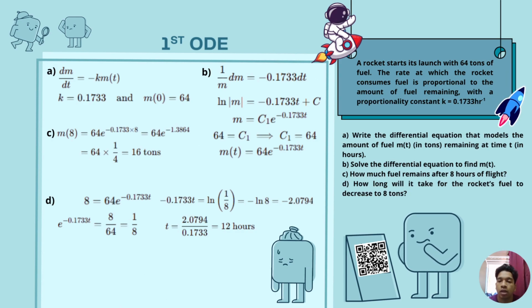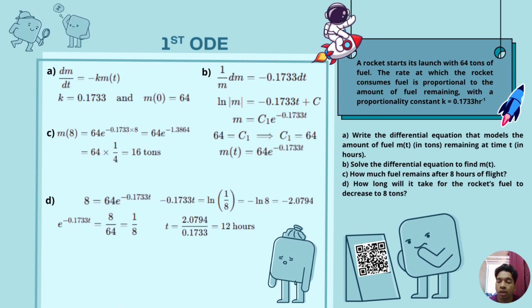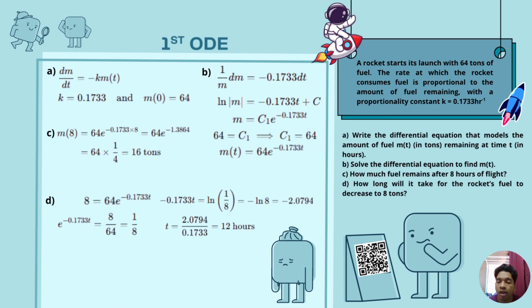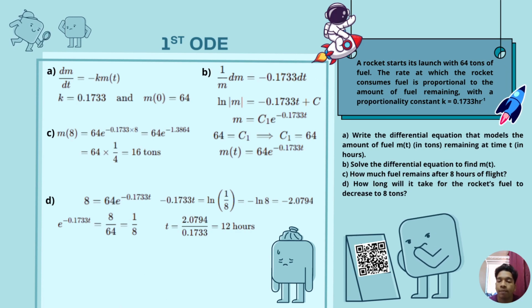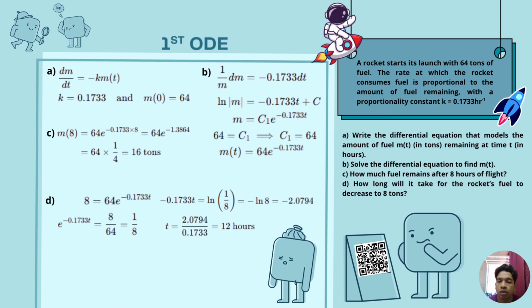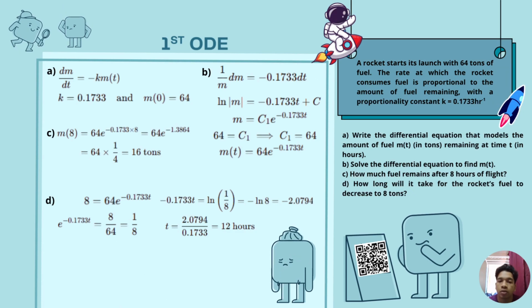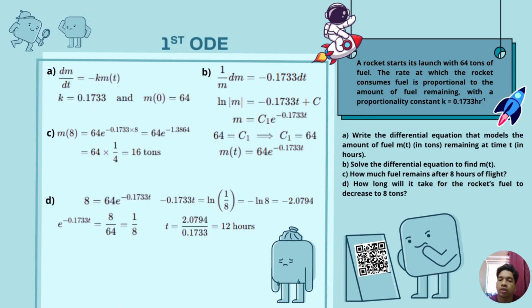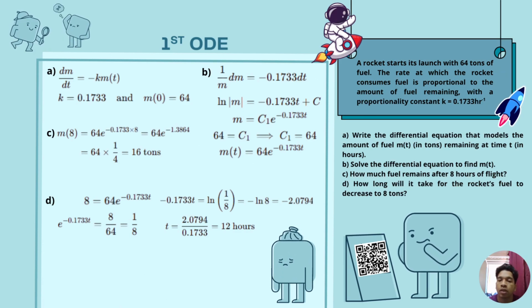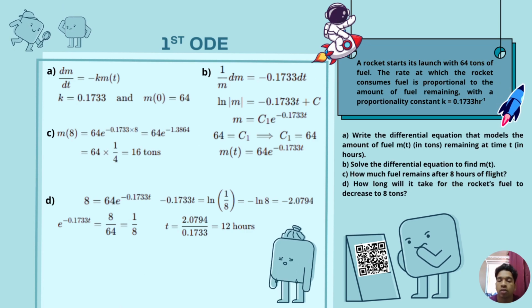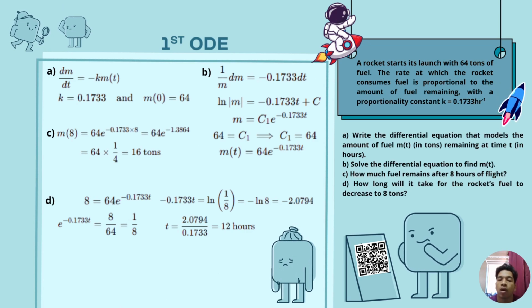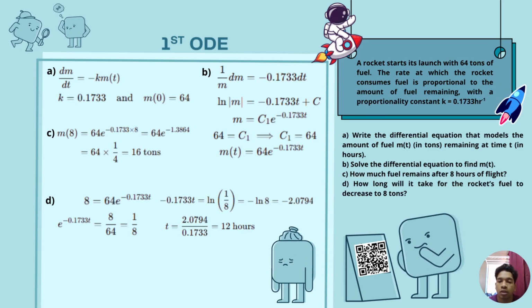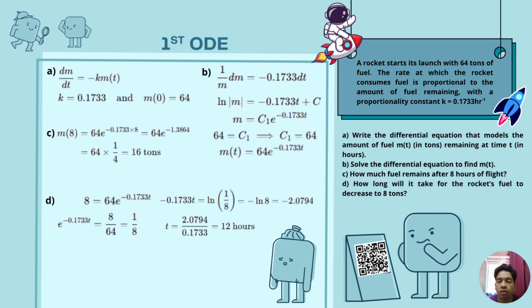So the first question asks to write the ODE equation. We write it dm over dt, which is the rate, equal to negative k, which is the constant, times m(t), which is the rocket's fuel. So k equals 0.1733 from the question, and m initial is 64. So the second question, we need to solve the ODE.